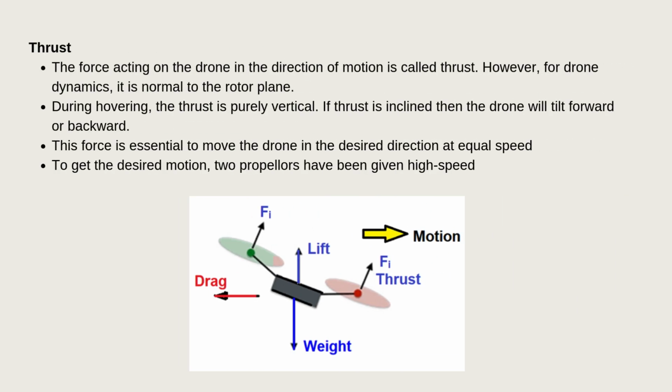Thrust. The force acting on the drone in the direction of motion is called thrust. However, for drone dynamics, it is normal to the rotor plane. During hovering, the thrust is purely vertical. If thrust is inclined, then the drone will tilt forward or backward. This force is essential to move the drone in the desired direction at equal speed. To get the desired motion, two propellers are given high speed.